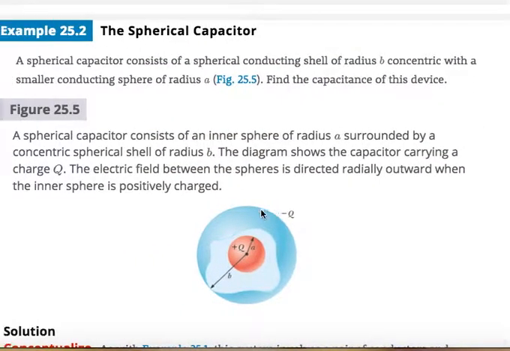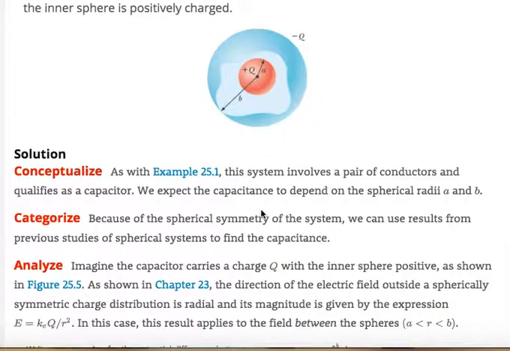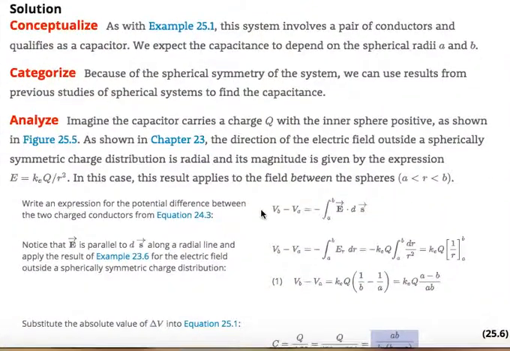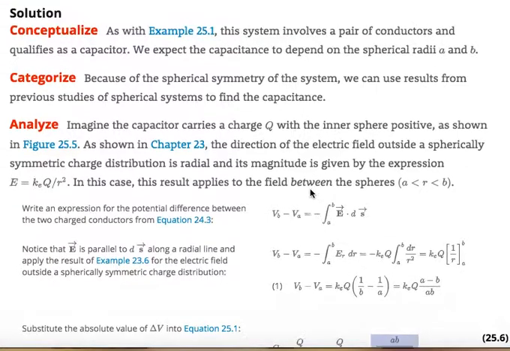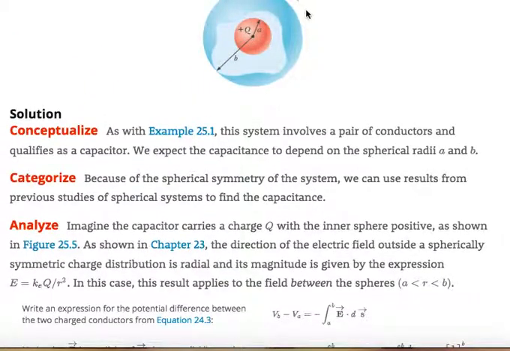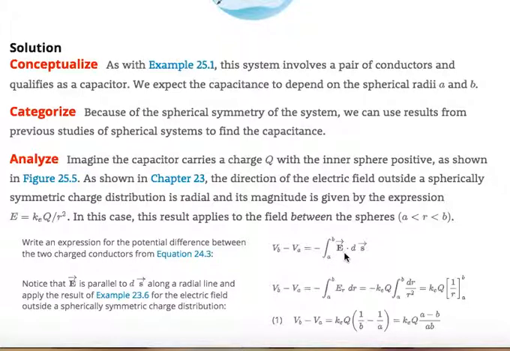For a spherical capacitor, this one's actually a little easier, I think. Your change of voltage from the inner radius to the outer radius is negative E ds, which is negative E dr. And we know that the electric field for a point charge or a sphere is kq over r squared. So that's where we're getting the kq, and they put the r squared down here.